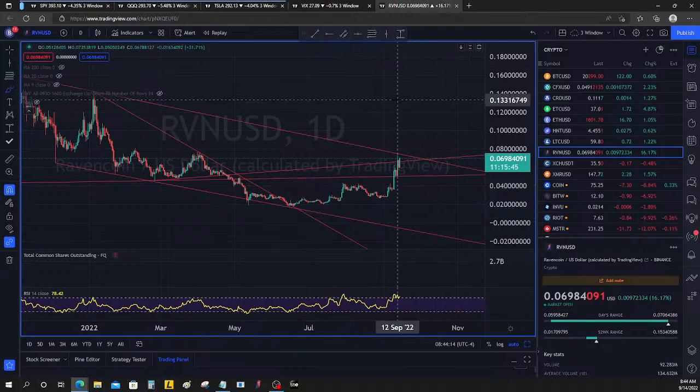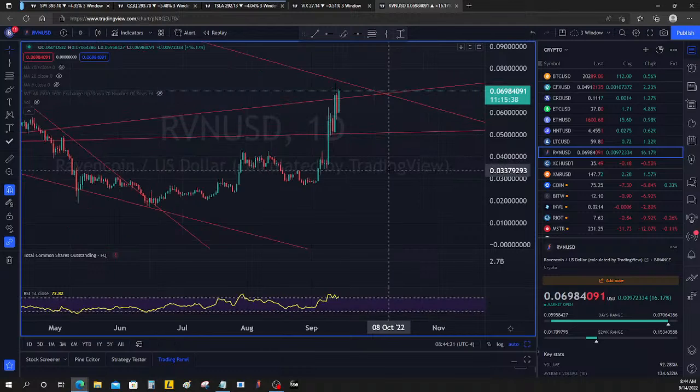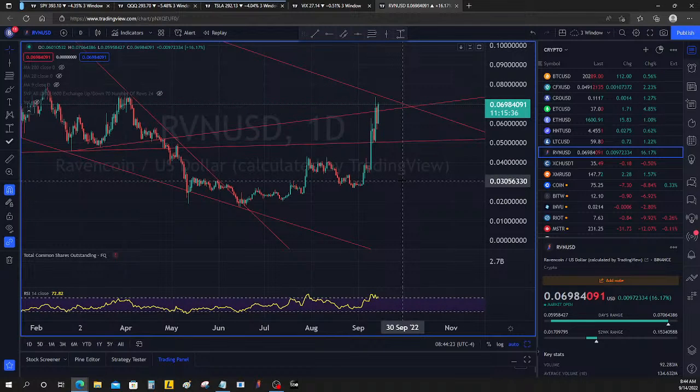It's delightful. My time horizon's quite a bit further out on Ravencoin. So we'll see how it works out in like 5 to 10 years. We'll see what's going on with it.